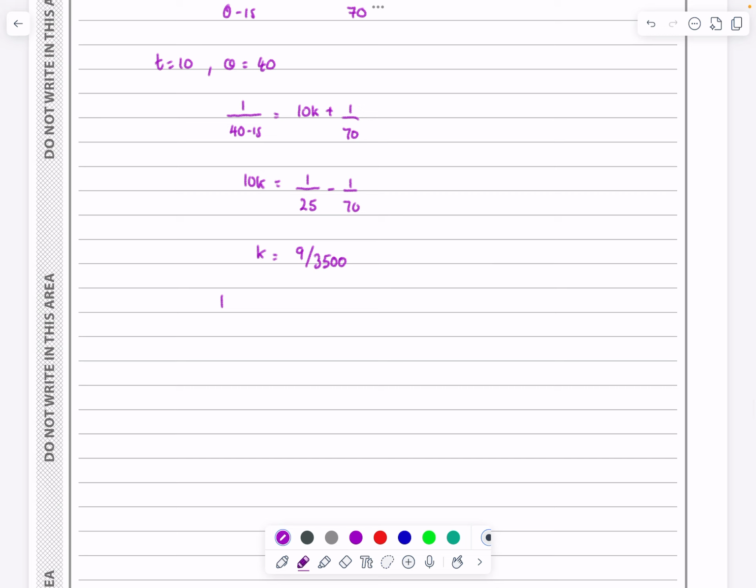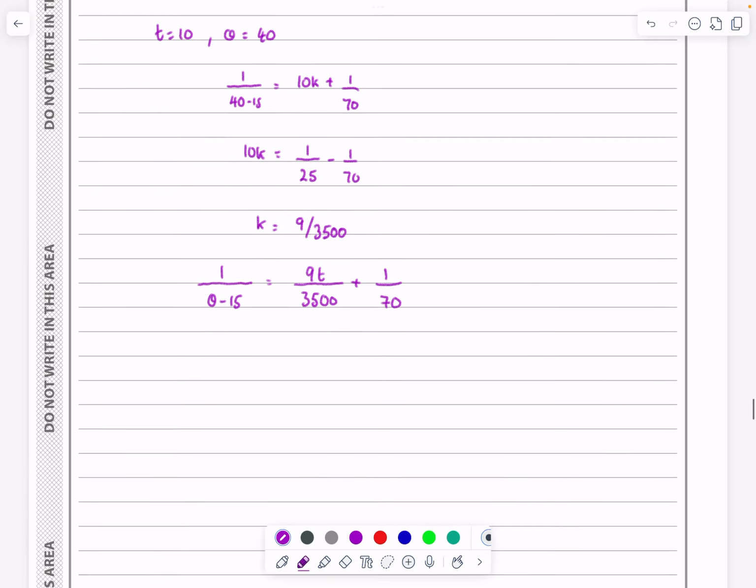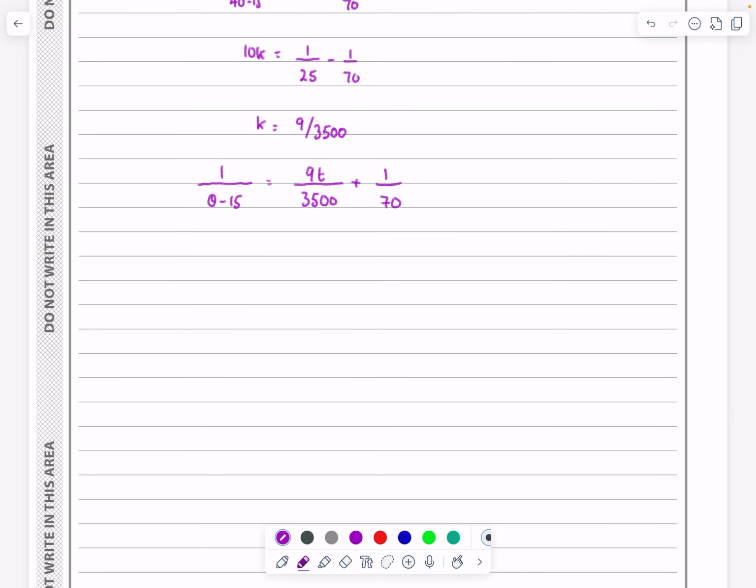So I can say 1 over theta minus 15 is equal to 9 over 3,500, or I'm going to write that like that, 9t over 3,500 plus 1 over 70. Well, that'd be perfect, but we've got to have it as theta equals. Not too difficult to do, but just take your time and get this sorted out. What I'm going to do is turn this into one fraction first of all. Once I've turned it into one fraction, I'm going to flip both of them upside down. Well, let's just do it rather than saying what I'm going to do.